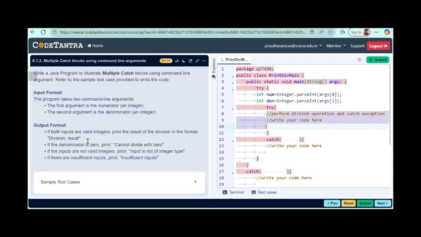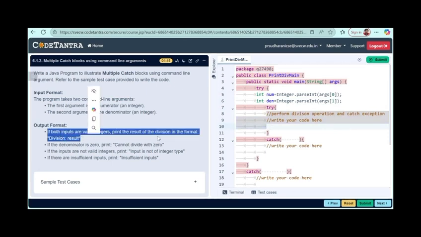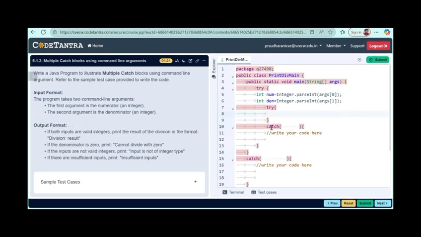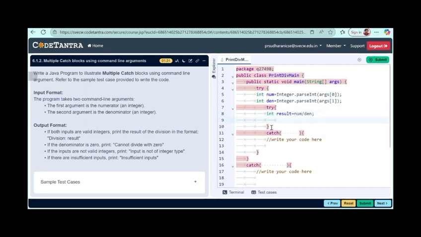Only one catch block executes, the first one whose type matches the thrown exception. Once one catch is executed, the others are skipped. Catch blocks must be ordered from most specific to most general. For example, ArithmeticException must come before Exception. If no catch matches, the program will terminate abnormally after the try block.